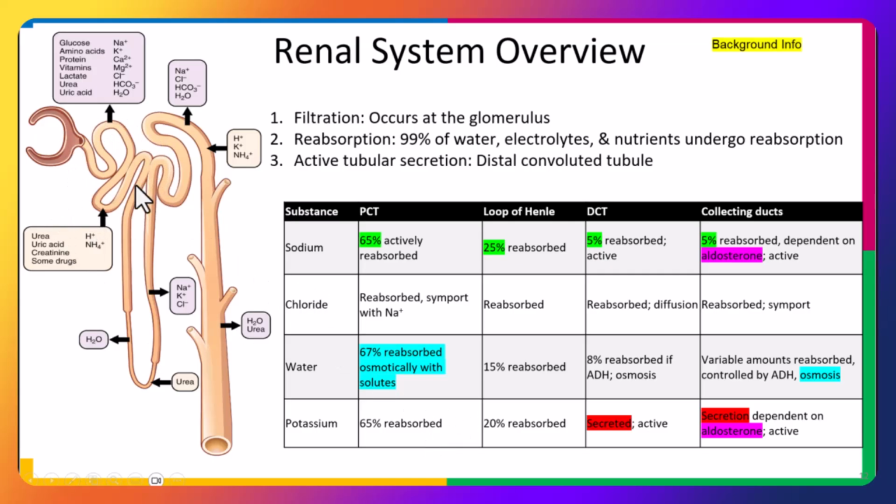Moving on to the loop of Henle, or Henle, depending on who's saying it. This is where about a quarter or so of sodium is going to be reabsorbed along with chloride. About 15% of water, so less than what we saw at the proximal convoluted tubule. And then, of course, some potassium. But this is where the nephron is getting ready to start concentrating the urine.